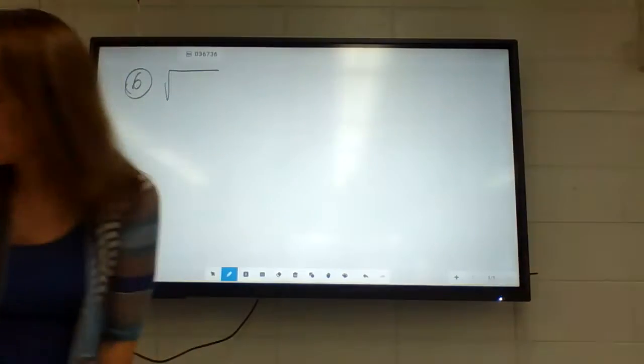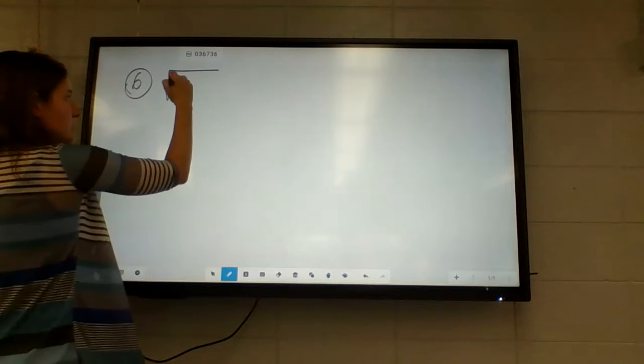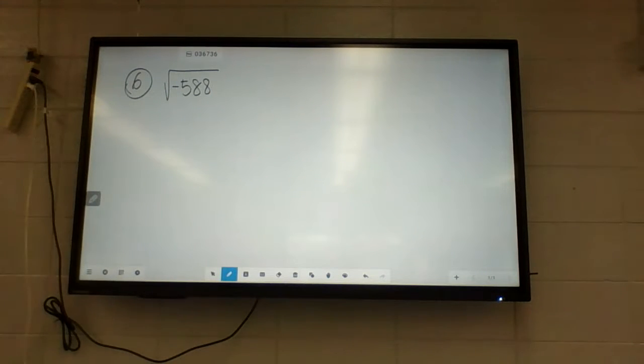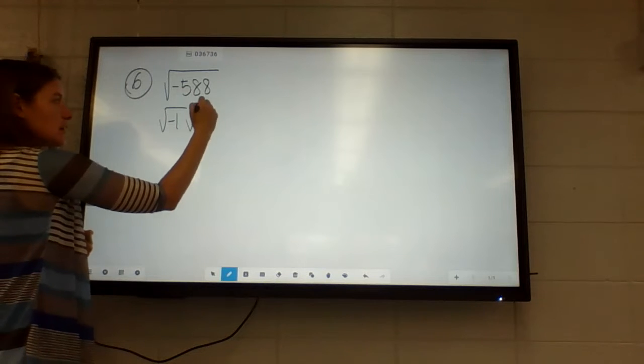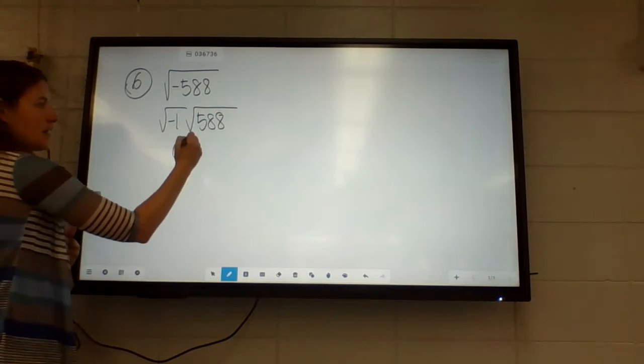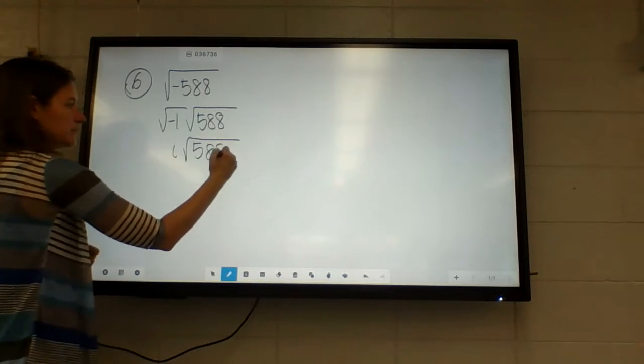So we learned yesterday about our imaginary numbers. So anytime we're taking the square root of a negative, we can pull that negative out and make that i. So essentially, we're just simplifying the square root of 588. So there's an i out here.